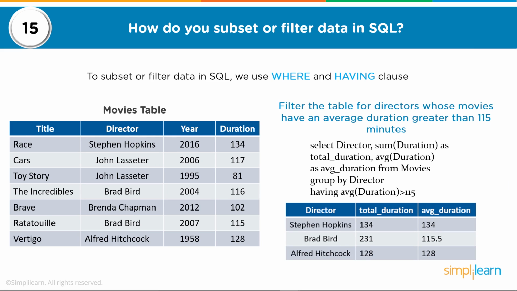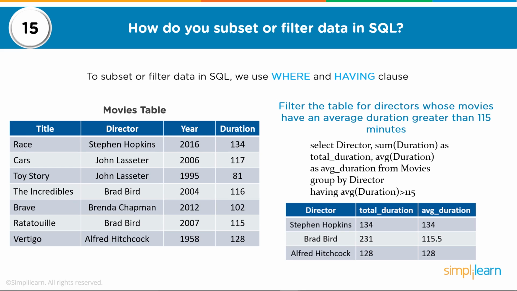To subset or filter data in SQL, we can also use the WHERE and HAVING clauses. So we're going to take a closer look at the different ways we can filter it here. Filter the table for directors whose movies have an average duration greater than 115 minutes. There are a lot of really cool things in this SQL query, and these SQL queries can get pretty crazy. SELECT director, SUM(duration) AS total_duration, AVG(duration) AS average_duration FROM movies GROUP BY director HAVING average_duration greater than 115.